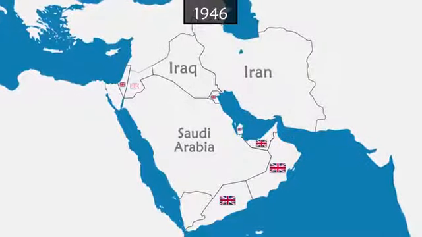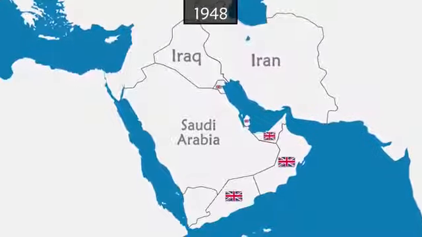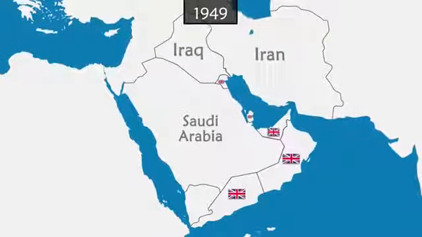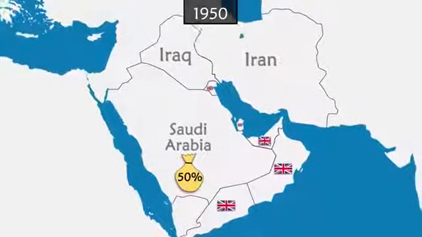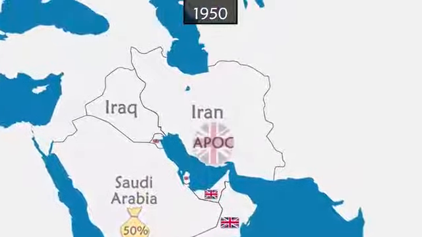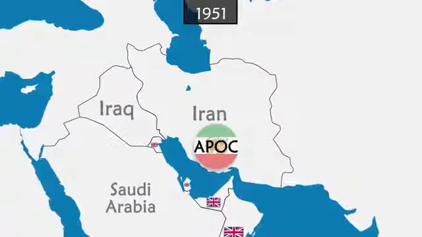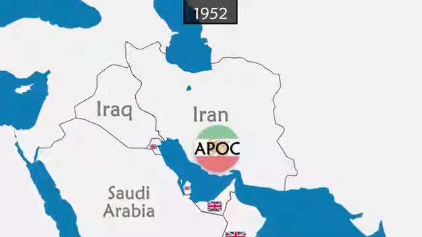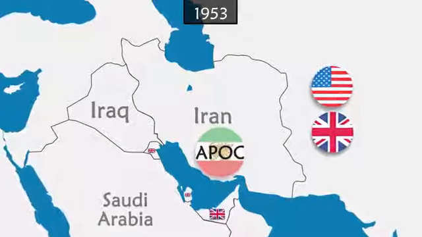Western companies dominating oil markets contribute to nationalist movements in producing countries. In Saudi Arabia, an agreement is signed allowing the country to receive 50% of oil profits. In Iran, negotiations with the Anglo-Persian Oil Company fail, following which the Prime Minister nationalizes the country's oil. In response, the US and the UK secretly organize a coup to overthrow the Prime Minister.